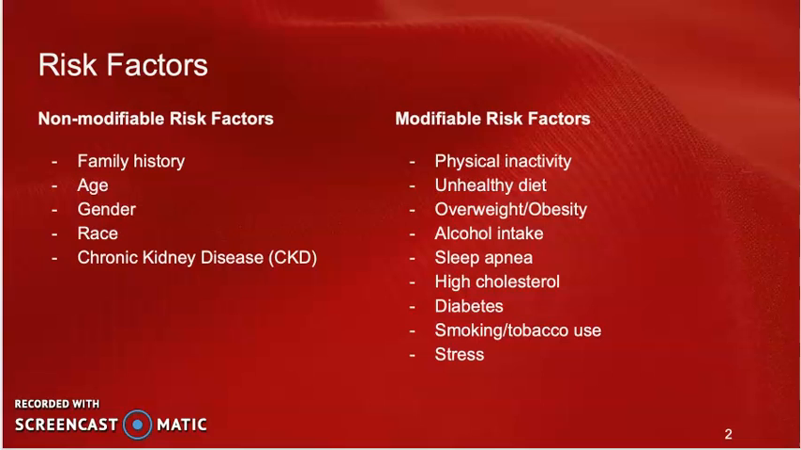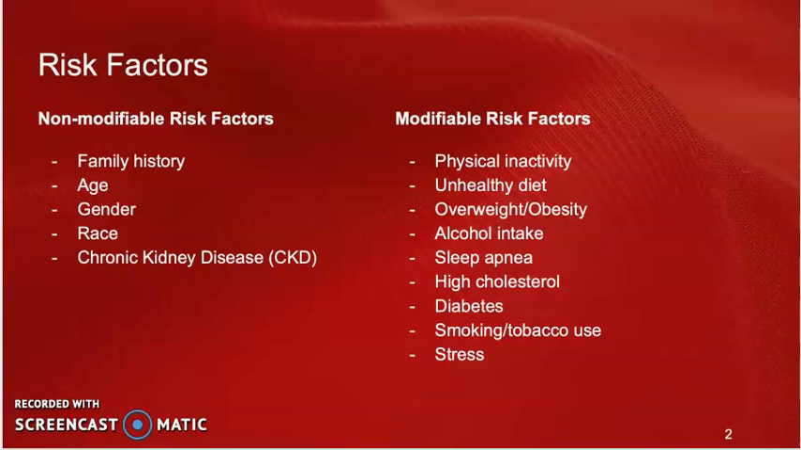For hypertension, you have non-modifiable risk factors and modifiable risk factors. Non-modifiable risk factors, things that you are unable to change, are family history, age, gender, race, and chronic kidney disease. For family history, if one of your close blood relatives has high blood pressure, there is an increased chance that you will also get high blood pressure as well.